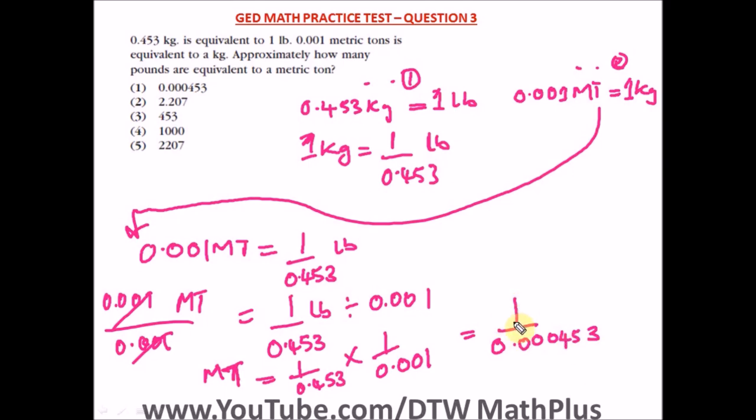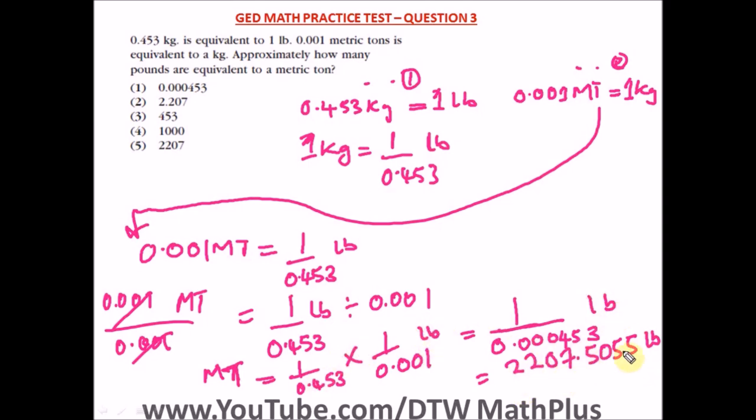And when you divide 1 by this, punching your calculator, you're going to get 2207.5055 lb. So don't forget the lb. All right, don't forget the lb.